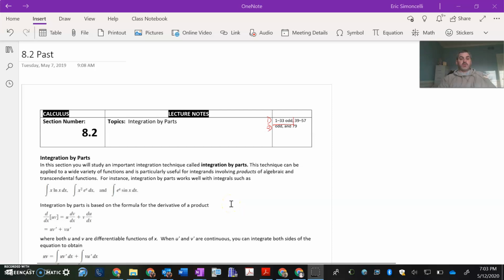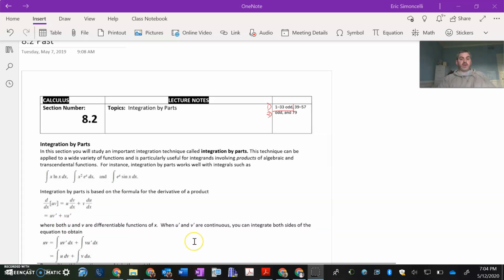Integration by parts is based on the formula for the derivative of a product. As you can see, d/dx of u times v, written a little differently than what we're familiar with when we first learned it, is u dv/dx plus v du/dx. And more familiar to you just below, you see u v prime plus v u prime, where both u and v are differentiable functions of x.